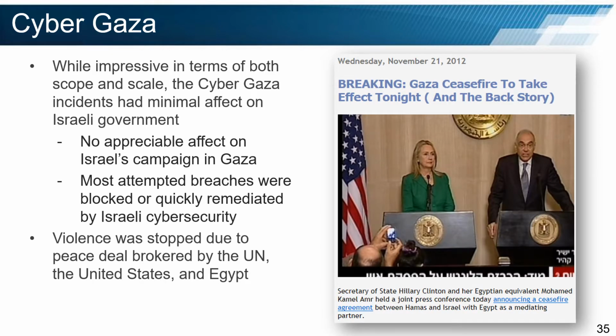While the Cyber Gaza campaign was impressive in terms of both scope and scale, it had minimal effect on the Israeli government. The majority of attempted intrusions were blocked or quickly remediated by the Israeli government and private sector cybersecurity personnel, and the campaign had no appreciable effect on Israel's campaign in Gaza. Eventually, the violence was stopped due to a peace deal brokered by the United States, the United Nations, and Egypt.